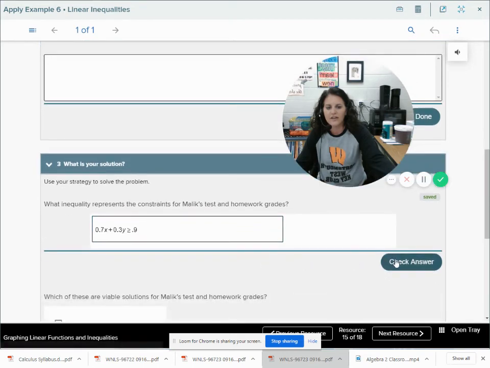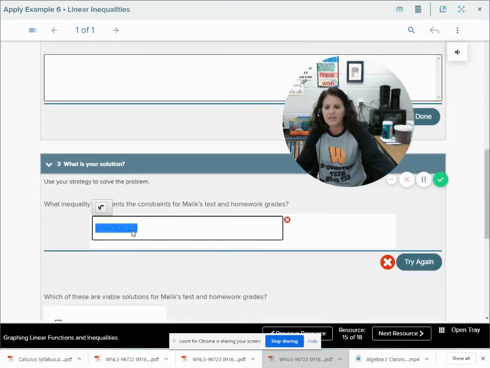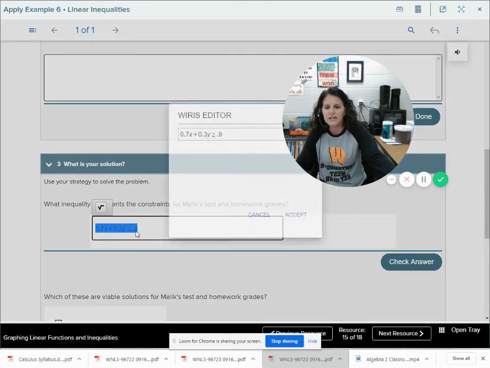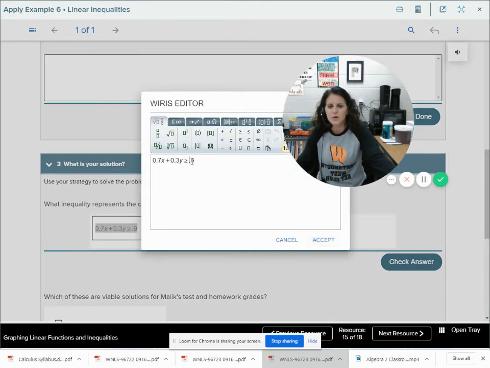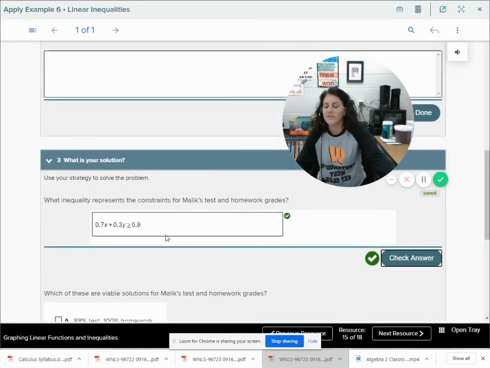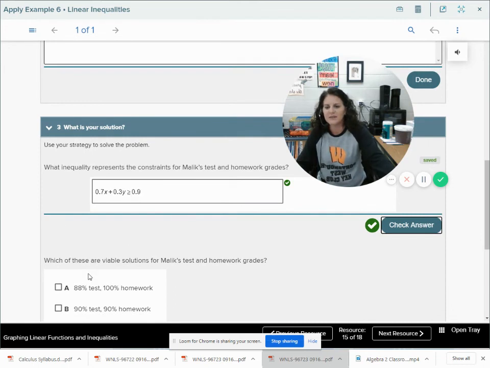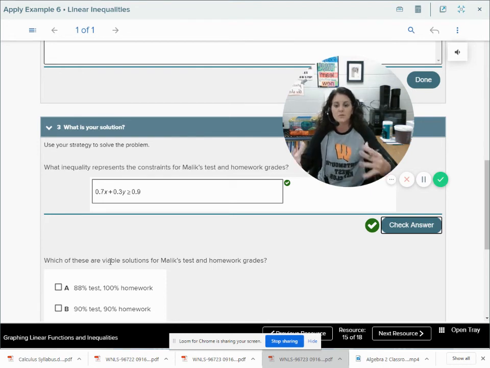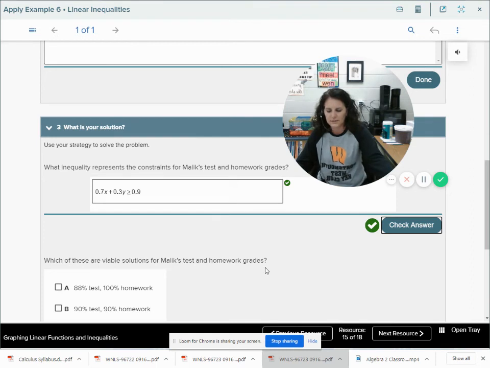We can graph it. Let's see if this is correct. Uh-oh, it says it's not right. I have a feeling that it's saying that it's not right because I did not put this 0 in here. Bad algebra teacher. Now let's check it. Yay! Very tricky. It's very picky, isn't it? So which of these are viable solutions? Viable just means possible. Like which of these are possible solutions for his test and homework grades?